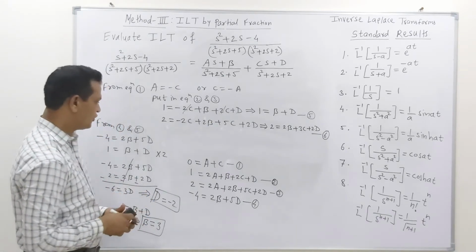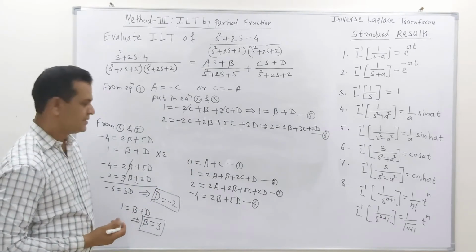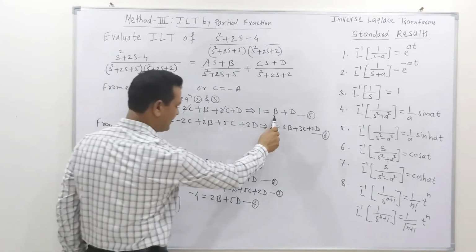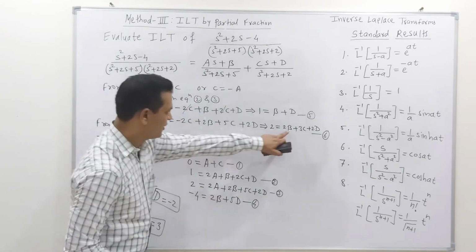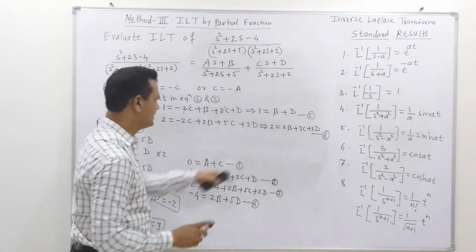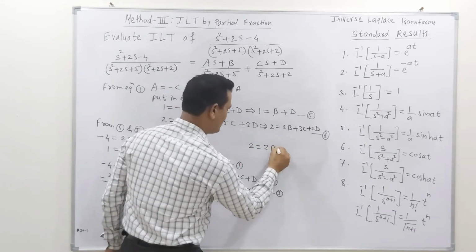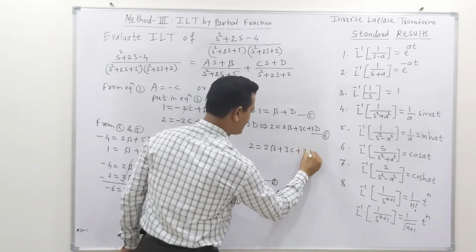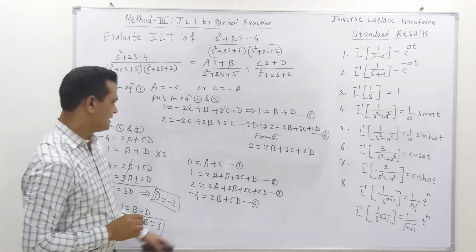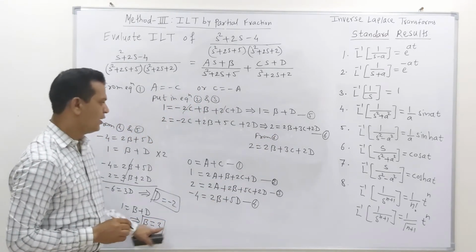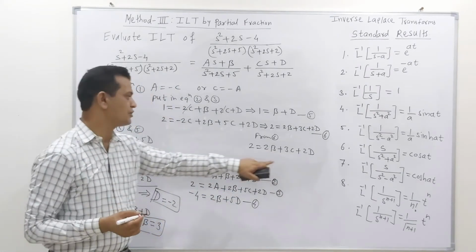Next, find the value of a and c. Again the question arises: how do we find the values of a and c? We cannot get them from the first equations, equation 5 and equation 4. But if we observe equation number 6, we get 2 is equal to 2b plus 3c plus 2d. In this equation we know the value of b and the value of d, so we can get the constant c from equation number 6.